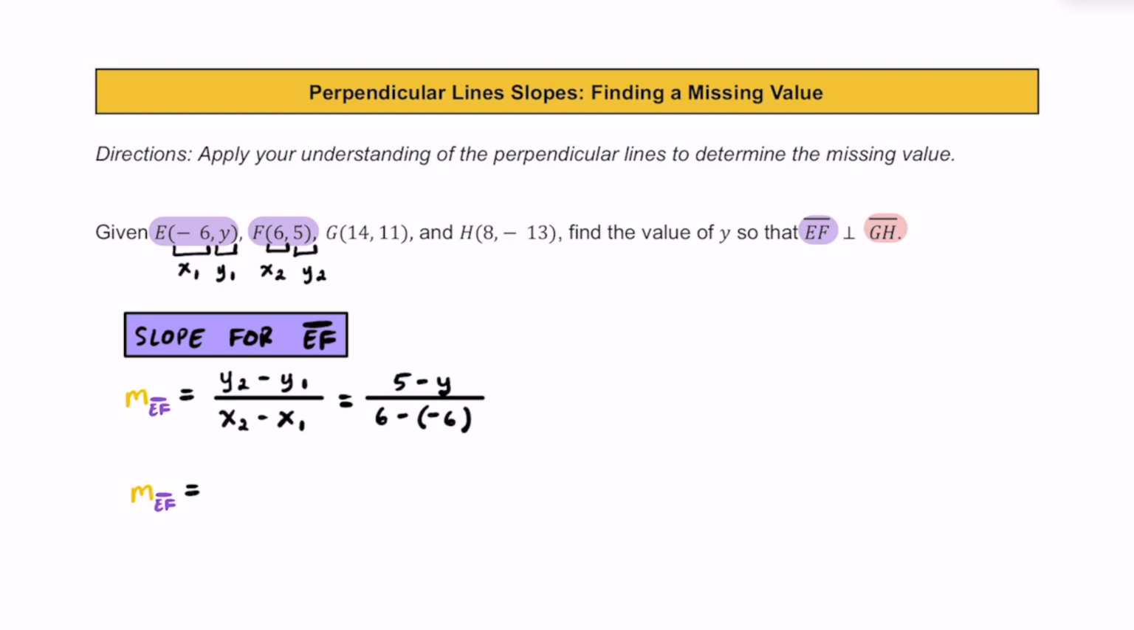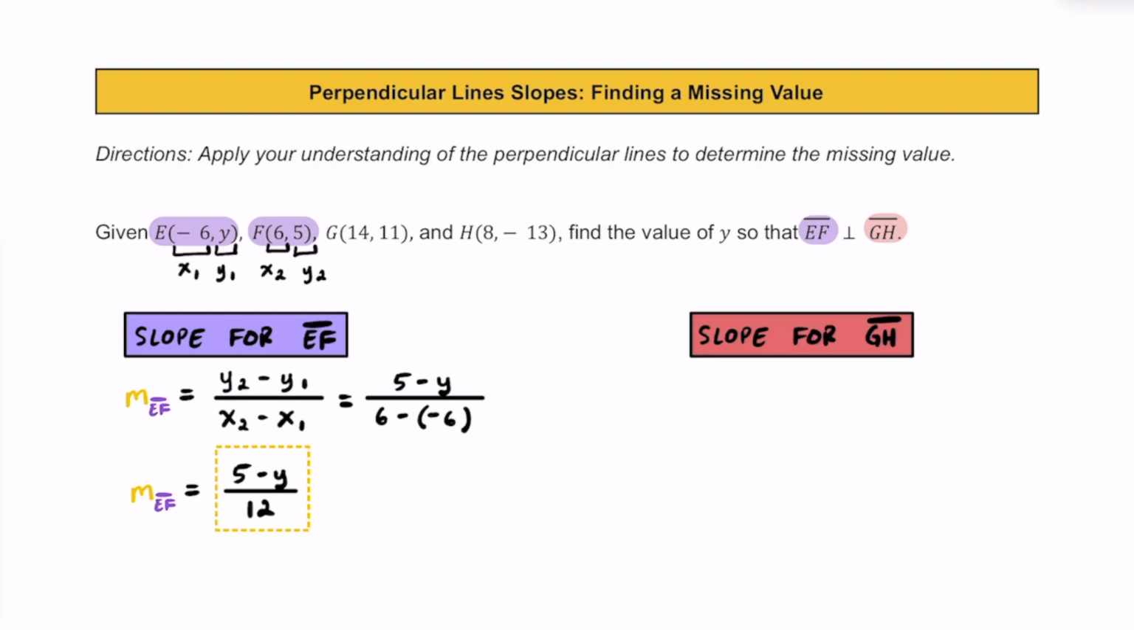this expression right here. Now we can't combine anything on the numerator, but we can in the denominator. So 6 minus -6 is going to be 12. So we can say the slope for line EF is going to be this expression of (5 minus y) over 12. For now, we're just going to keep this expression as the slope for line EF because we don't know the value for y yet.